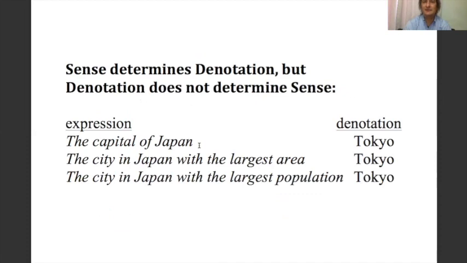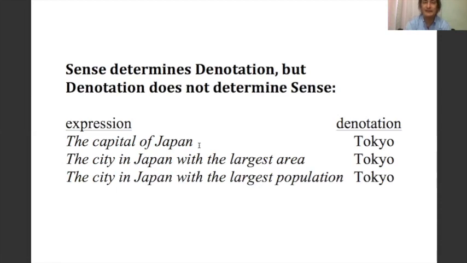So we have this notion of sense that feels intuitive. We have this notion of denotation that doesn't feel very obviously meaning-like, but the two are connected. So a sense, whatever a sense is, has to pick out the denotation. It doesn't go the other way. Denotation does not determine sense. And we can show that with these examples here.